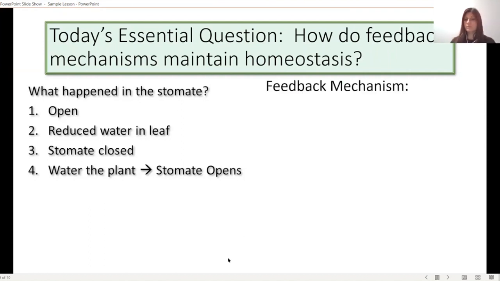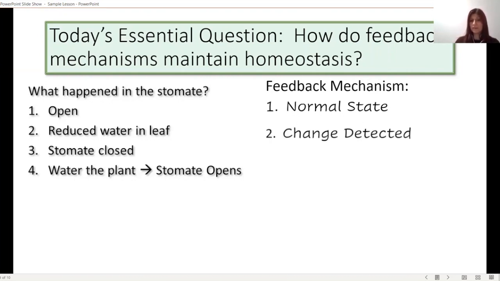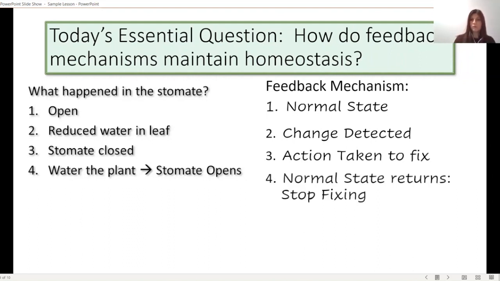So, feedback mechanism. Stomate is open. That's the normal state. Everything's good. Life is good. But then you've got reduced water in the leaf. So there's some kind of change detected in the environment. Then the stomate closed. That's the action that you take to fix whatever went wrong. And then you water the plant. Things go back to normal. So the normal state returns. So you have to stop fixing the problem.